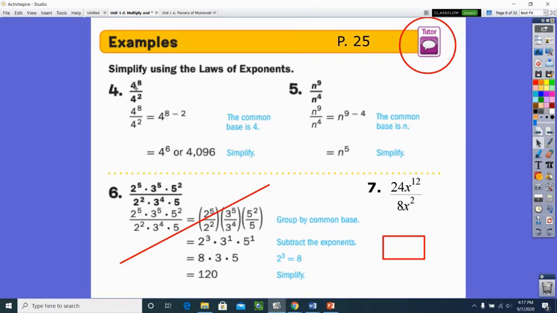Common base, see the 4? So you write the 4 and then 8 minus 2, which will give you 4 to the 6. Now notice they didn't divide the 4s and put a 1 here. Whatever the base is, whether it's a 4 or whether it's an n, as long as it's a common base, you write the base you have and then top minus the bottom. So this would be 4 to the 6. Now this one, you can go to the calculator and take 4 to the 6 and get 4,096. This one, we're not going to be able to do that because it's a variable.